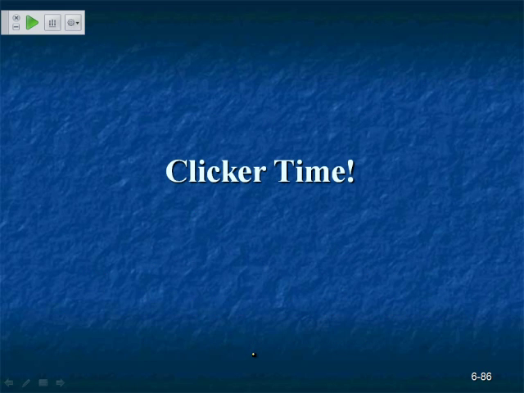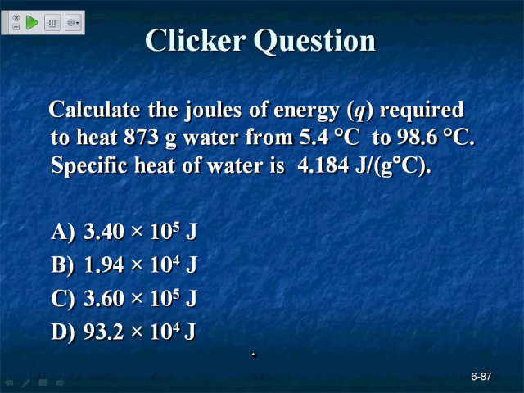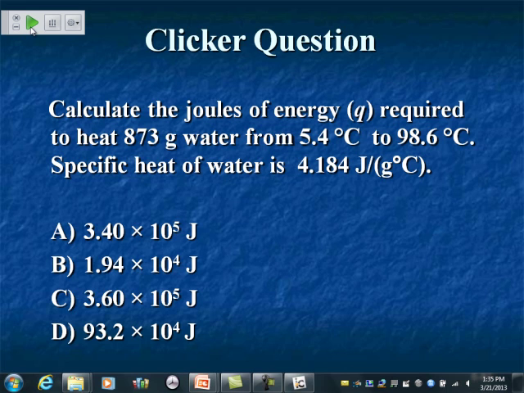Okay, let's have a clicker question. Calculate the Q to heat 873 gram of water from 5.4 degrees Celsius to 98.6 degrees Celsius. So I just want Q of water. That's all I'm asking you to do, and I have given you all the information. And you have the equation. You've been practicing that. So substitute all the numbers into the equation and calculate Q of water.